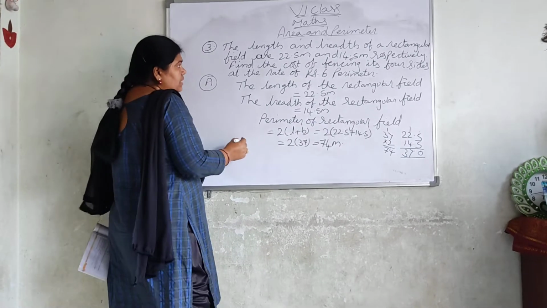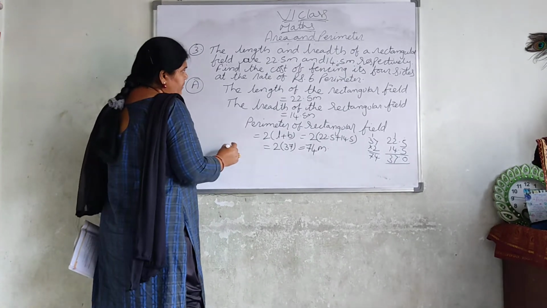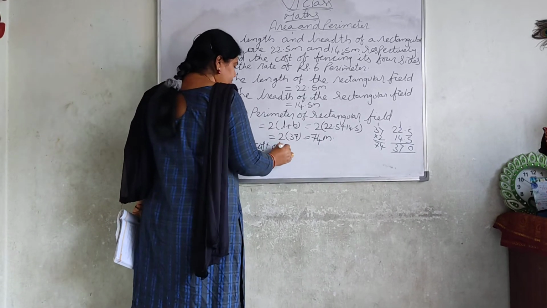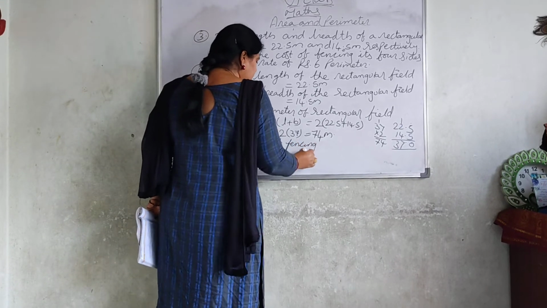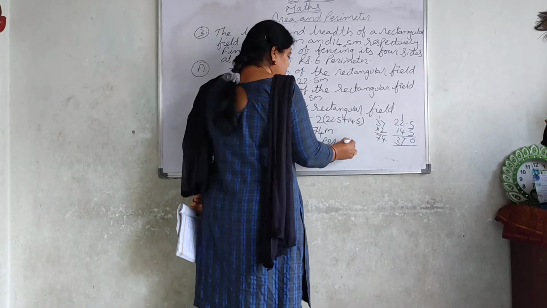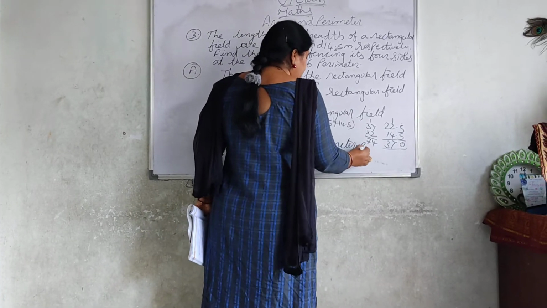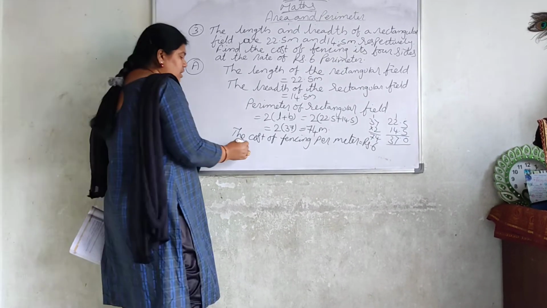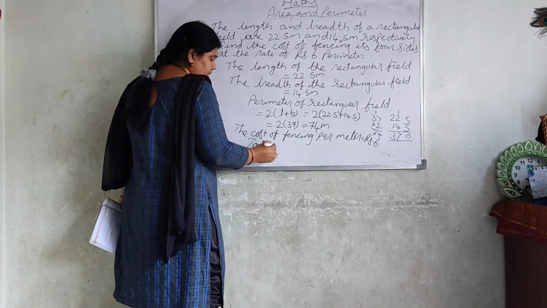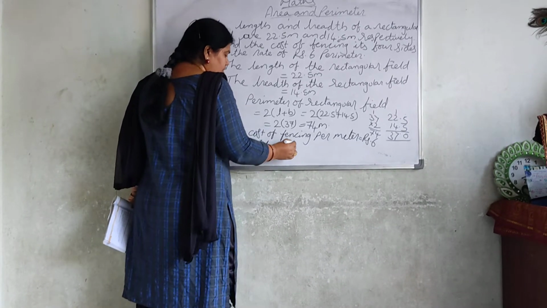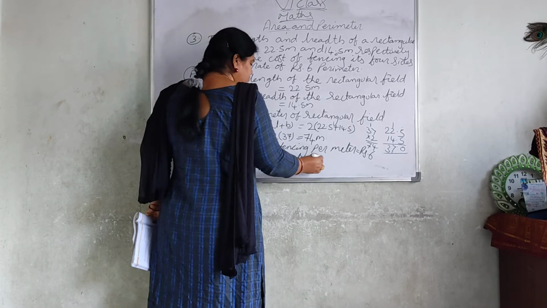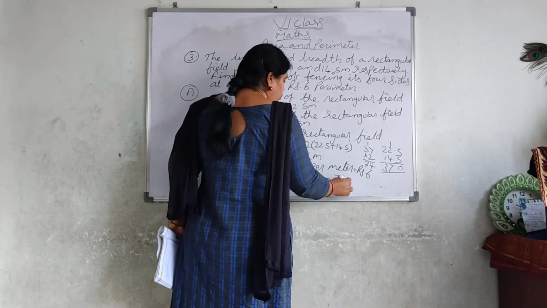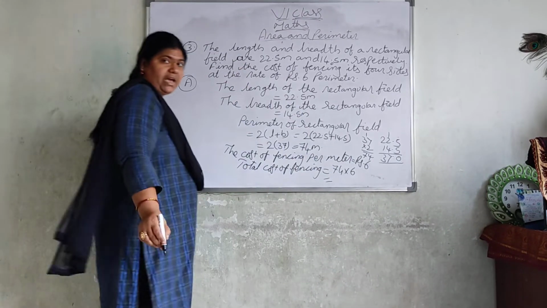Now, the rate of fencing, the cost of the fencing per meter is equal to 6 rupees. The cost of fencing per meter is equal to 6 rupees. Total cost of fencing is equal to how much? Total meters, how many? 74. So 74 into this 6 rupees. We have to multiply that.